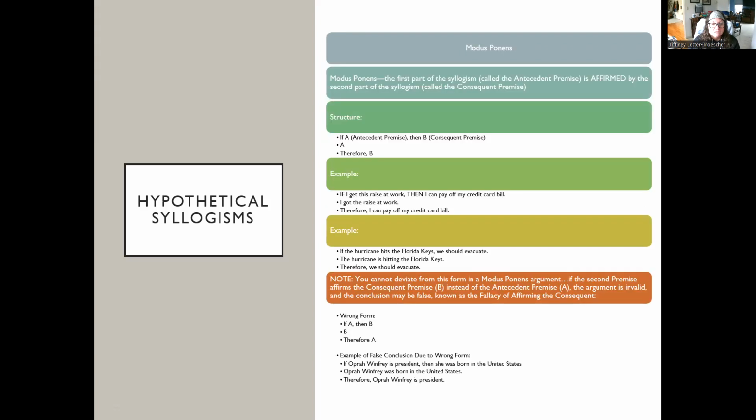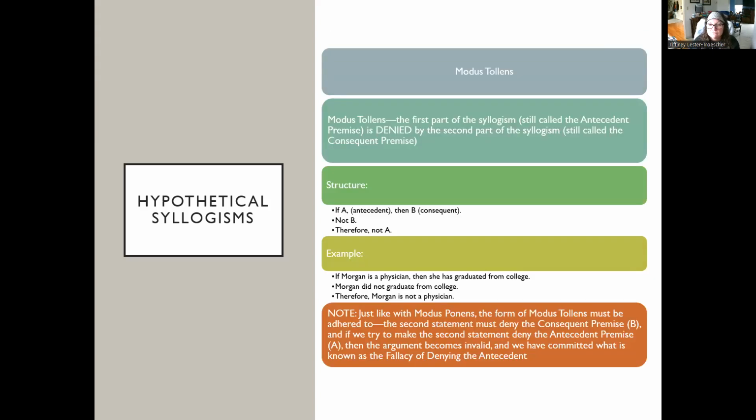Right? We could go back over here and switch this up. If I get this raise at work, then I can pay off my credit card bill. I did not. Right? Okay. So just make sure that the form is correct in both of them. And again, I don't want you to get too caught up in the details of the form for modus ponens and modus tollens and chain arguments. I just want you to be aware of how they're used in deductive argument.